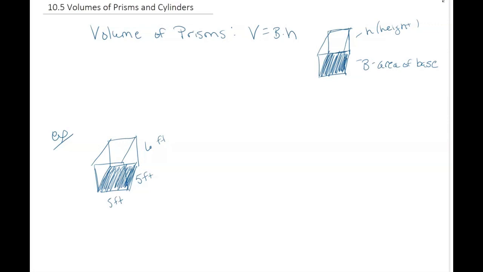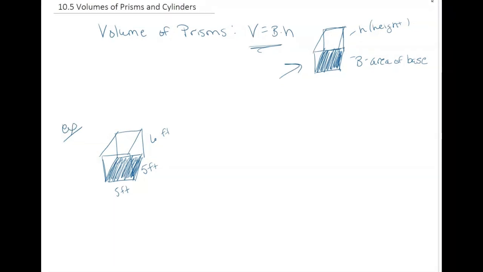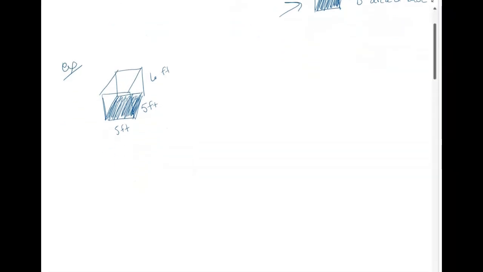So the first formula that we need is for the volume of a prism, and that's going to be given by V equals capital B times H. And we already know what capital B stands for. It's the area of the base. And then of course, H is the height. So you can see it in our picture here. Very similar to working with surface area. So without further ado, let's jump into an example.